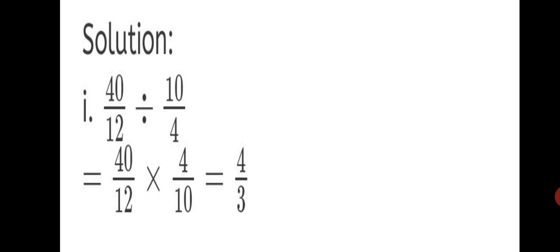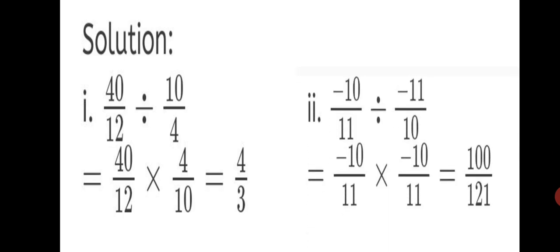Okay, so let's go to the second sum now. Minus 10 upon 11 divided by minus 11 upon 10 is equal to minus 10 upon 11 remains as it is. Division becomes multiplication. Just as in fractions, here also in rational numbers, division will become multiplication and you have to write the multiplicative inverse of the next fraction. That is minus 11 upon 10, minus sign kept in the numerator. 11 upon 10 becomes 10 upon 11.